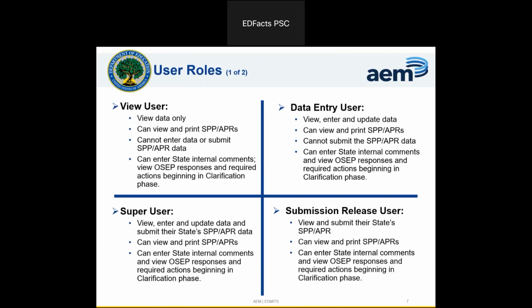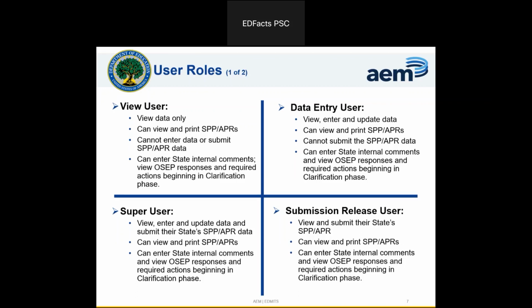The data entry users have the same permissions, but they can also edit and update data. So they can view, enter, and update data, as well as view and print SPP APRs. However, they cannot submit the SPP APR. They can also enter state internal comments and view OSIP responses and required actions during the clarification period.